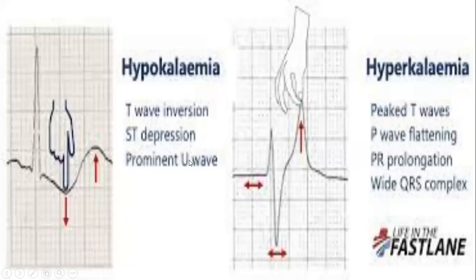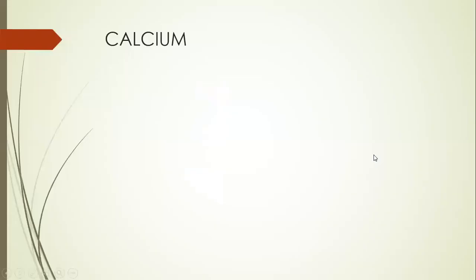See, this is the main point. T inversion and ST depression can also be seen in myocardial infarction, but along with that, there should be a prominent U wave. That is the mark of hypokalemia. Whereas hyperkalemia is nothing but a peaked T wave, which is only seen in hyperkalemia. In association with that, the P wave will be flattened, and there will be PR prolongation. Next is the calcium.